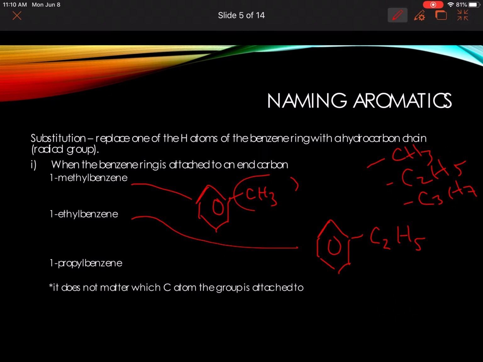And then the third one, 1-propylbenzene. Again, you've got your benzene, and then your propyl group, let's put it over here, C3H7. So that's going to be 1-propylbenzene. In your notes, it didn't have the 1-, so just add that in, okay?